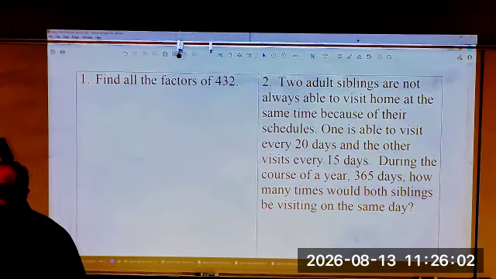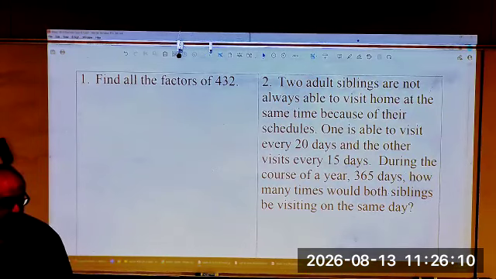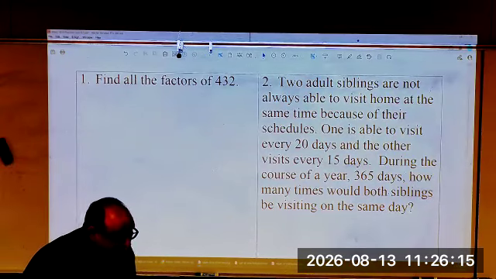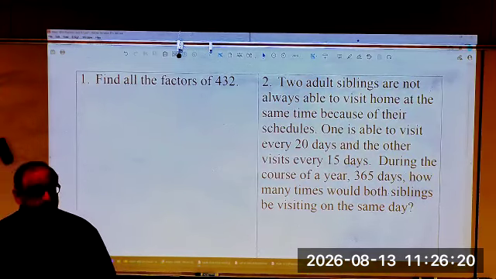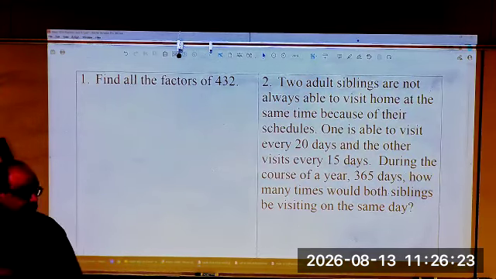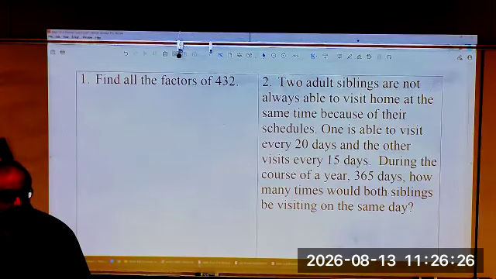How do we know something's divisible by 2? What's the key to dividing by 2? When you just look at a number, how do you know you can divide by 2? If it's even. So 0, 2, 4, 6, or an 8. If it ends in 0, 2, 4, 6, or 8, you can divide by 2. Okay?